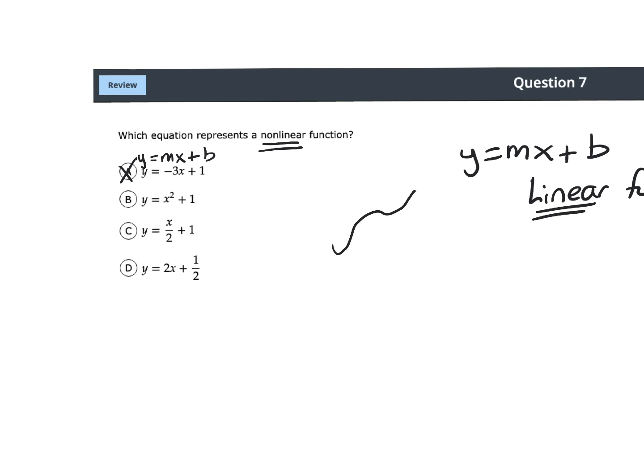Remember, nonlinear just means like a curve. It could be any kind of shape. It could be just not a line. So this could be a nonlinear function, anything that is not a line.